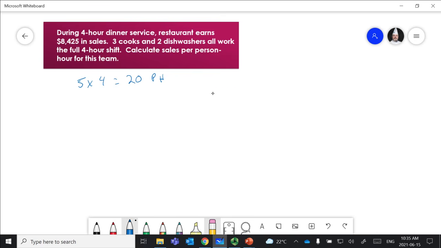So if we had $8,425 divided by 20 hours, it's going to give us a sales per person hour of $421.25 per person hour. And the slash also is a per, right? So for every hour of labor we spent in the kitchen, because it's cooks and dishwashers, we generated $421.25. So is that the standard? Is that good? Is that bad? Well, it really depends on your business, right?